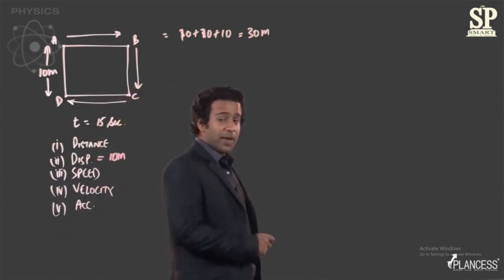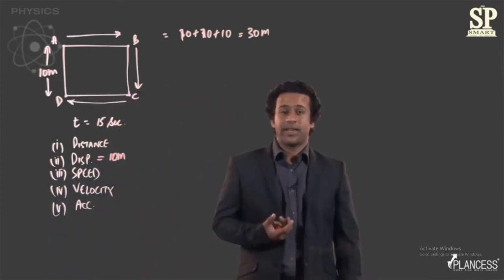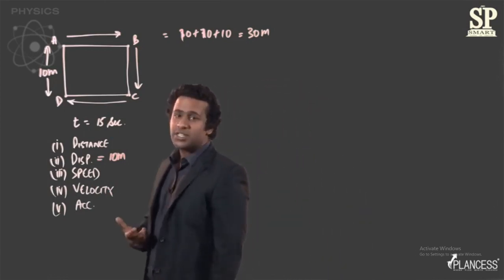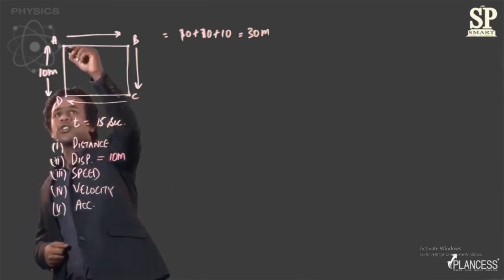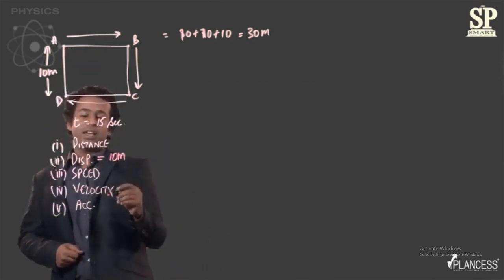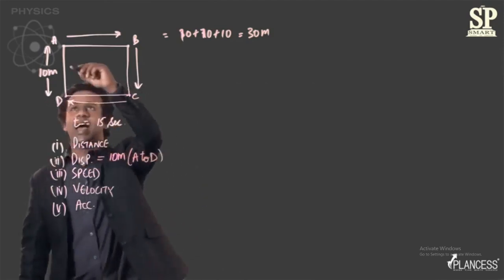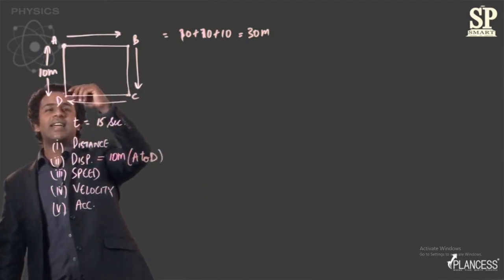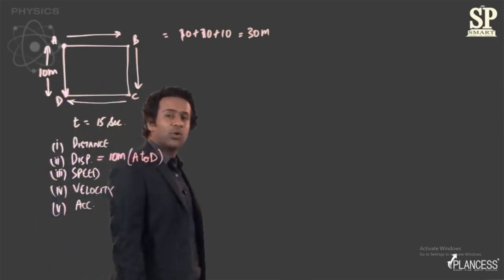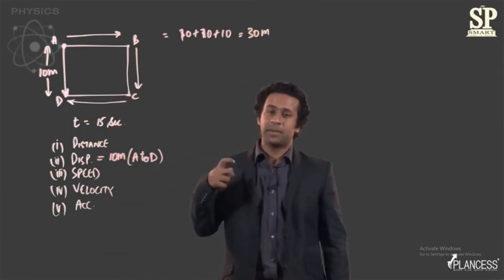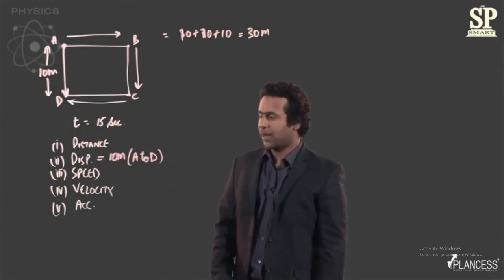Now, displacement we know is a vector quantity, and we had discussed that this vector points from the initial position to the final position. So, the direction is from A to D. So this arrow with its tail at A and its head at D basically shows you the displacement. So this arrow AD is the vector representing displacement, right?